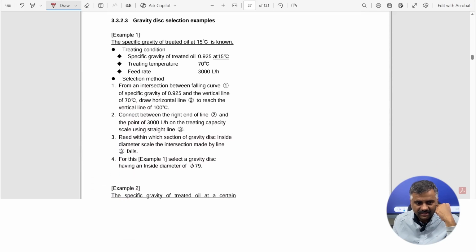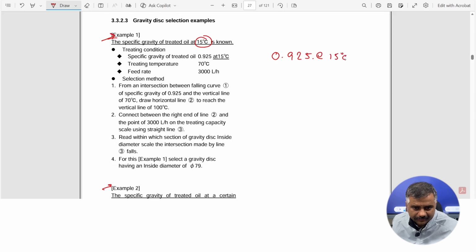Okay, so here one example is taken. Basically there are two fundamentals for deciding the gravity disk. Let us take example 1 and then we'll go to example 2, and from these two examples it will be clear how we decide on the gravity disk selection. The specific gravity of the oil at 15 degrees centigrade is known. The specific gravity is 0.925 in one case at 15 degrees centigrade.